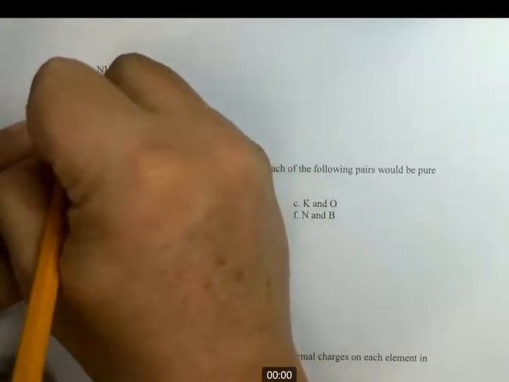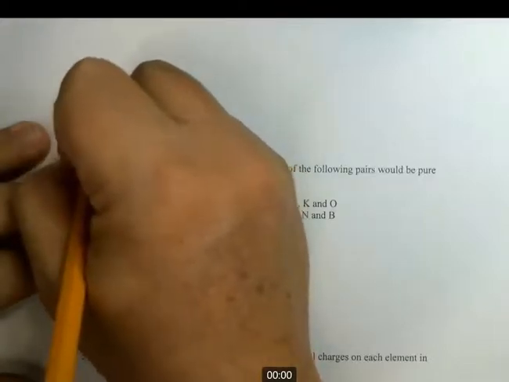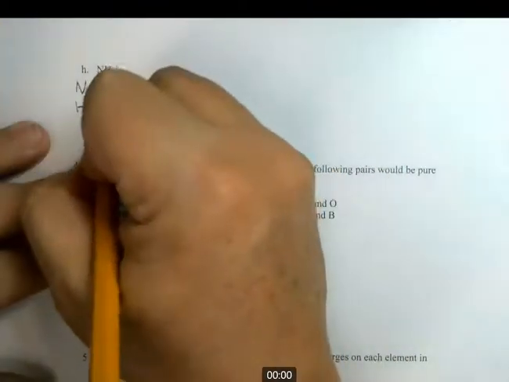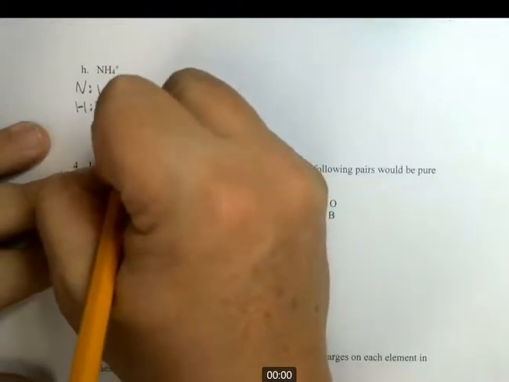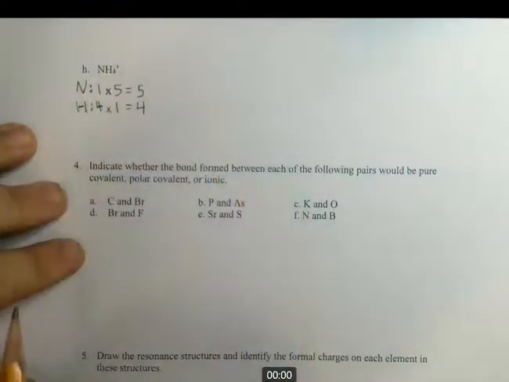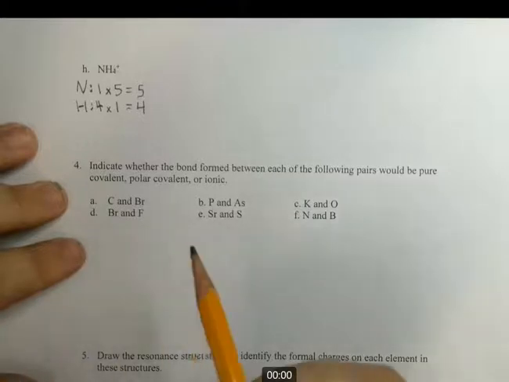Hydrogen, there's 1 of those, and there's 4 of those, and each one has 1 electron, so that gives you 4 right there. And then the plus charge, what does that mean? It means it ionized. It has 1 less electron. 1 of the electrons left it.